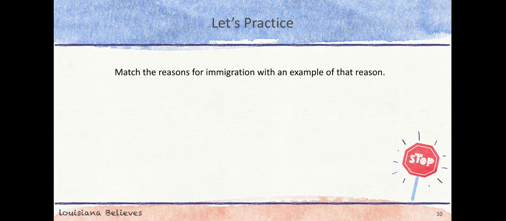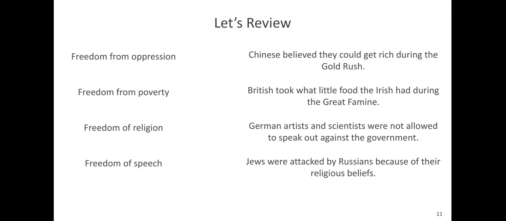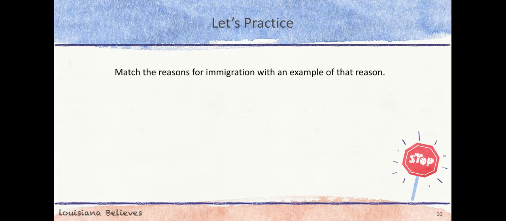Now you are ready to identify the reasons why so many people immigrated to the United States between 1880 and 1924. Match the reasons for immigration with an example of that reason. Pause this video to record your answers on your handout at the first stop sign. Then hit play when you are ready to continue.